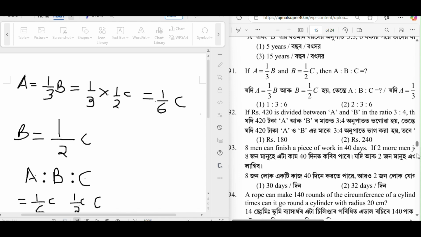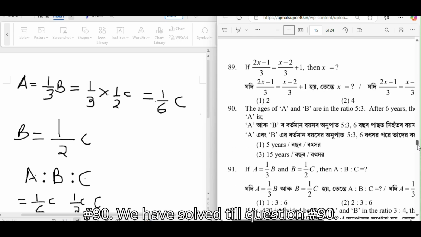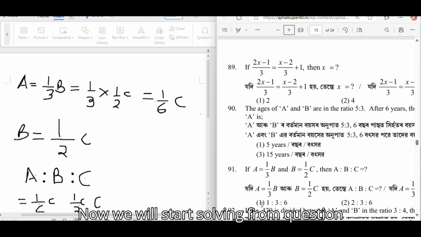Solving paper of Ajmal Super 40. Earlier we have solved till question number 90. Now we will start solving from question number 91.